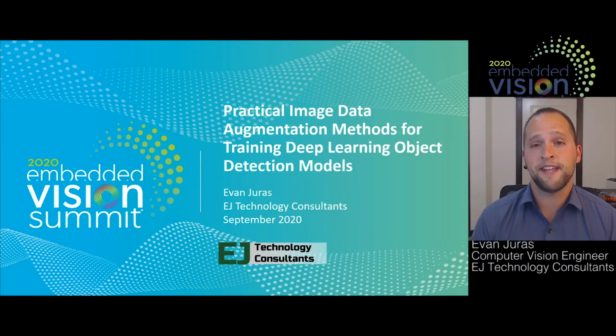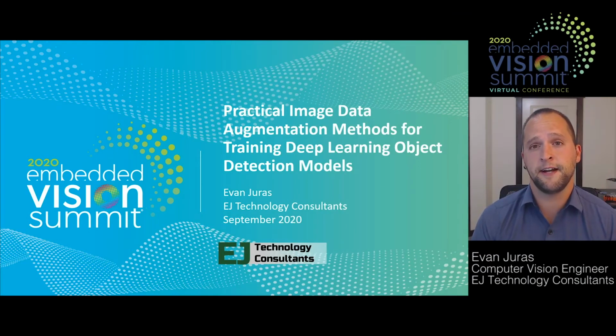Hi everyone, my name is Evan Juras and I'm a computer vision engineer at my own consulting firm, EJ Technology Consultants. I have a background in hardware engineering, but over the past few years I've gotten to work on several fun and interesting computer vision projects, and I've learned a lot in the field. I love helping people solve computer vision problems, and I love teaching people about different topics related to computer vision. So I'm happy to be here today to talk to you about practical image data augmentation methods for training deep learning object detection models. Let's get started.